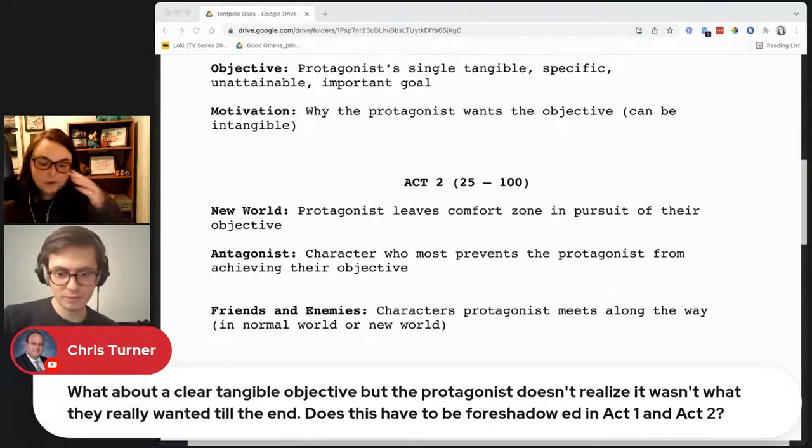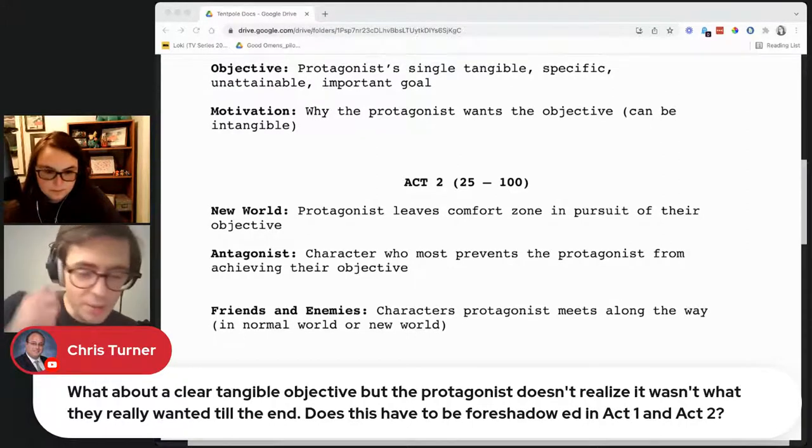The other option is the wanting it for the wrong reasons. Adam, do you want to explain that one? Yeah, sure.